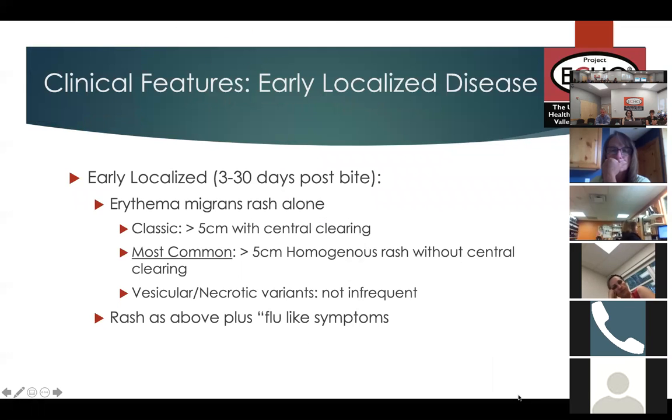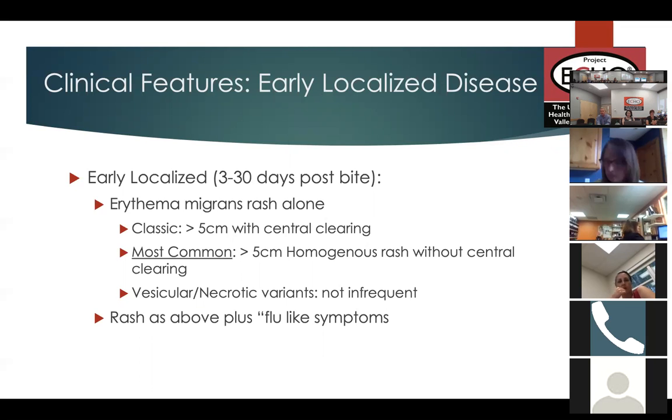All right, so this period is important here. I want to stress that early localized disease is 3 to 30 days after a tick bite. Think about that for just a second: 3 days. How many antibody tests are going to be positive if somebody comes to you with only a rash? The incubation period's been 3 days and they've got an erythema migrans rash. Do you think their antibody tests are going to be positive at 3 days? I don't. And so we'll get into what to do there and why that's important.